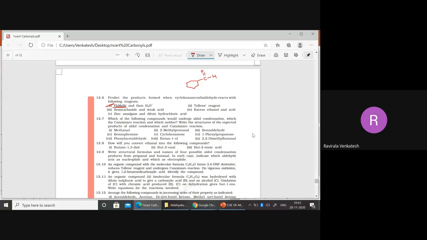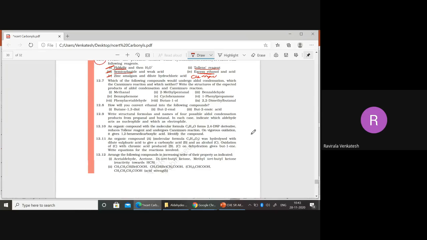Tollen's reagent: CHO will convert into COO minus. Semicarbazide, N substituted, yesterday we discussed. Excess ethanol, this is also for protecting the carbonyl group. Ethanol we have taken 2 moles here. Zinc amalgam, which reaction is it? Clemmensen reaction it is. So all are very simple for you.